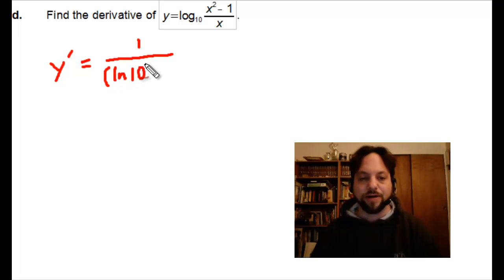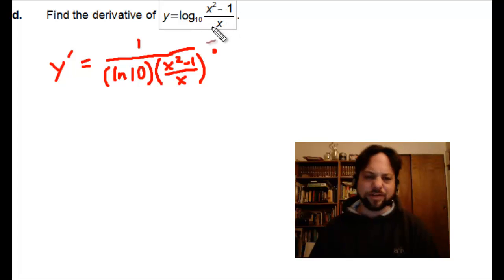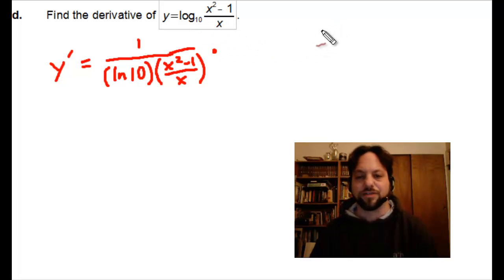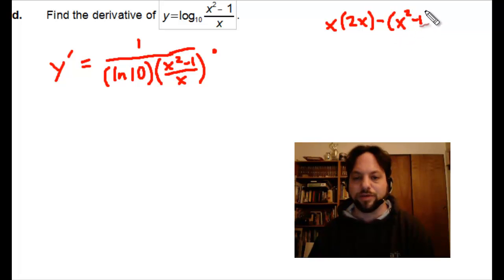the natural log of the base, multiplied by our argument in our logarithm. So that's going to be x squared minus 1 over x. And then, because that is a function, we need to multiply that by the derivative of our argument. Derivative of this argument, well, of course, that's going to involve the quotient rule. So if we do that, we'll have the bottom multiplied by the derivative of the top minus the top times the derivative of the bottom. And of course, that will be all over the bottom squared.